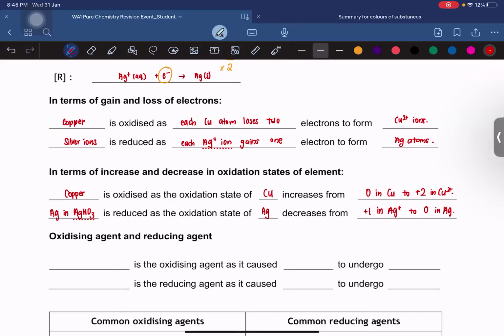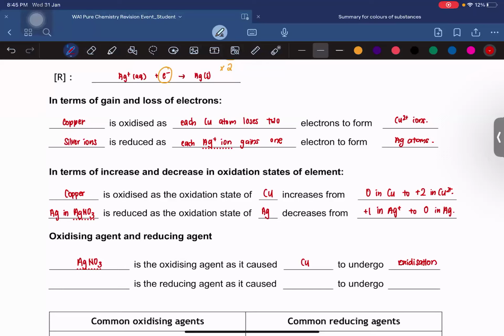Okay, so who is the oxidizing agent? The oxidizing agent is always the one that oxidizes others, but they themselves get reduced. But we say that silver nitrate is the oxidizing agent. Don't just say it's silver. It's the whole compound that is the oxidizing agent. Understand? As it causes copper to undergo oxidation.